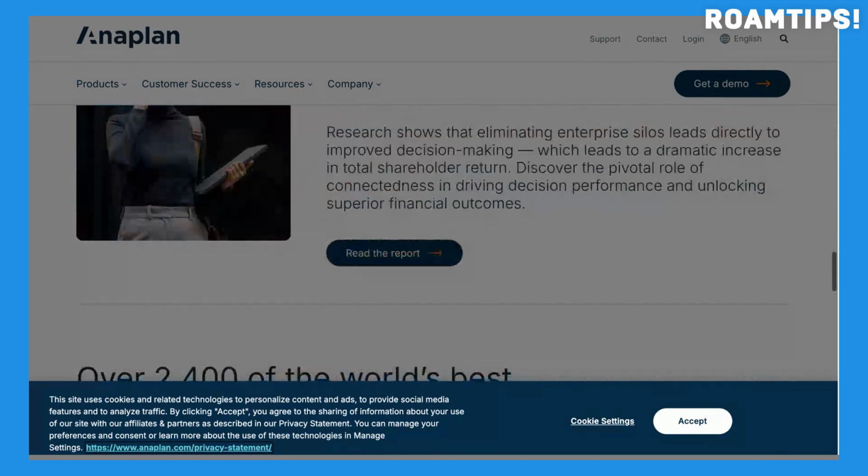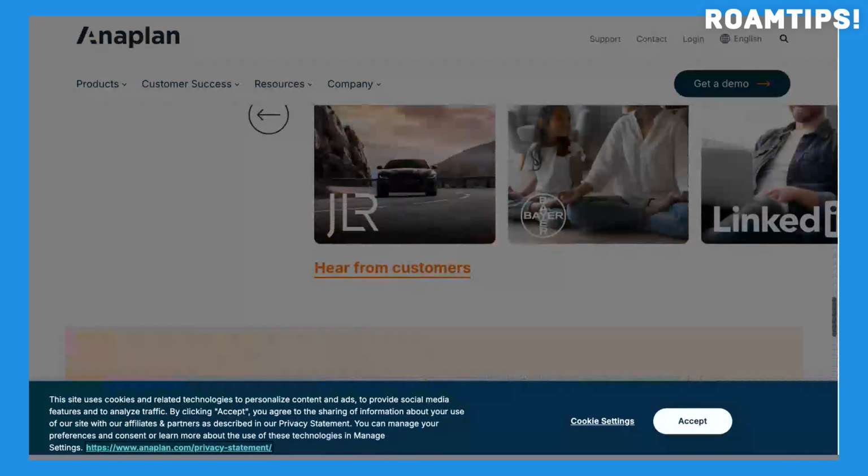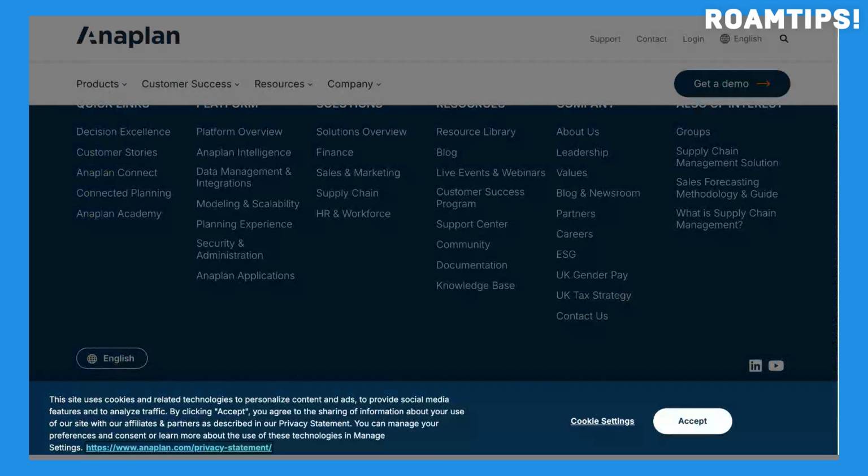Anaplan positions itself as a powerful and flexible solution for complex planning needs. Their website highlights ease of use through a visual interface, although pricing is generally quoted on a case-by-case basis. They emphasize the strength of their underlying technology, enabling real-time collaboration and data analysis. Availability is global, and you can check their website for specifics on accessing a demo.